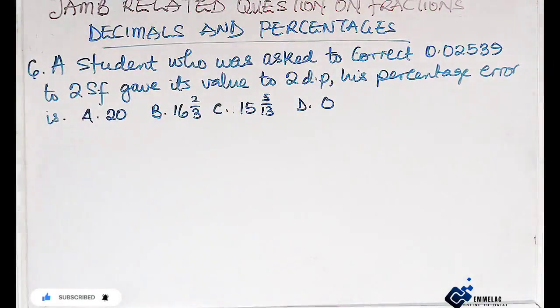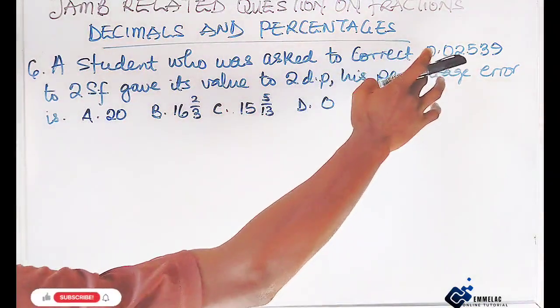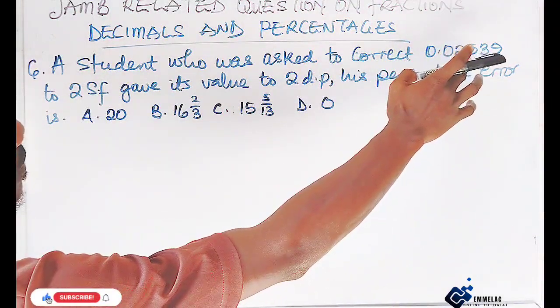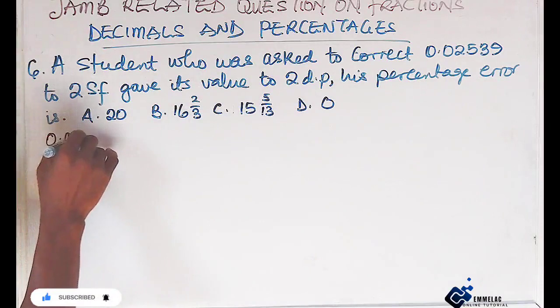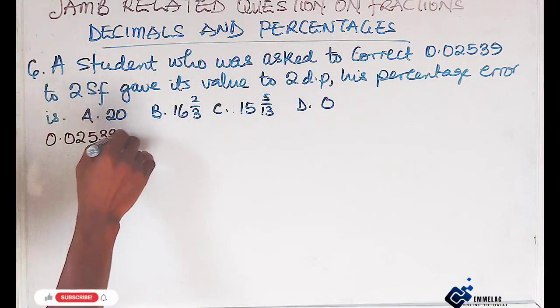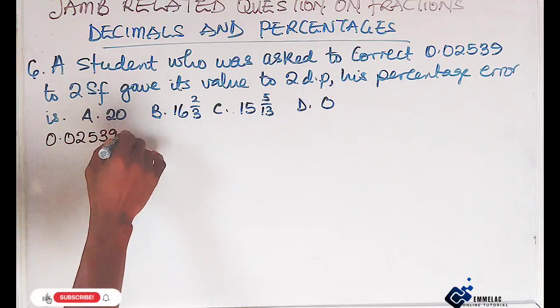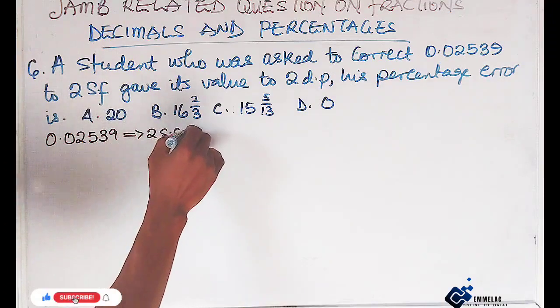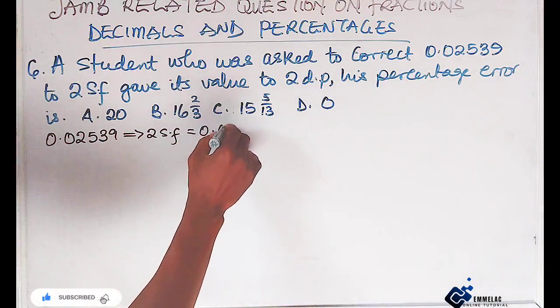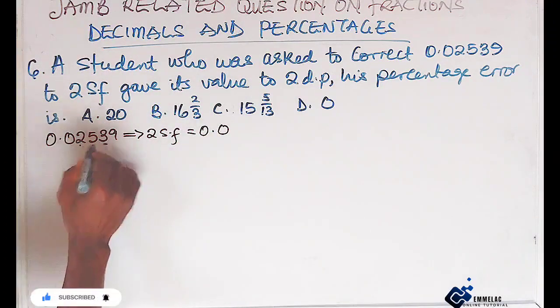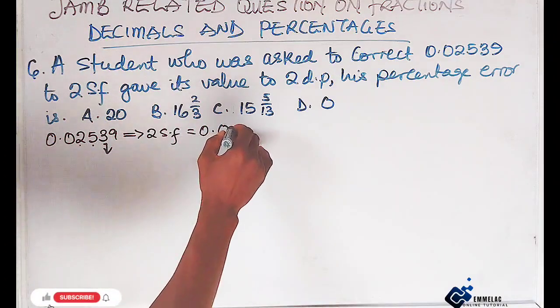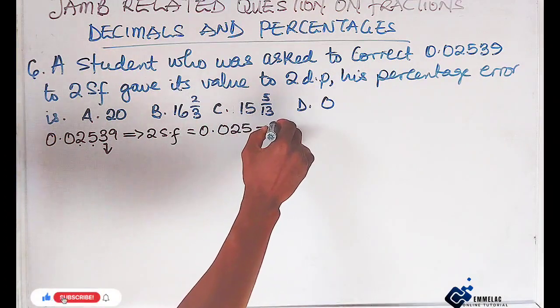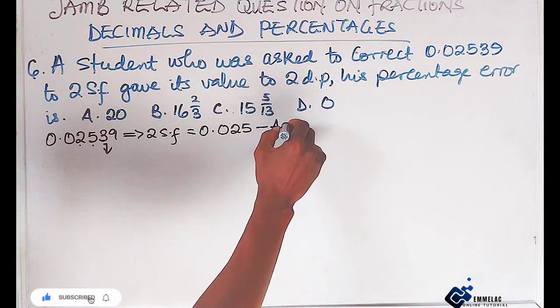Now number 6 says that the student who was asked to correct 0.02539 to two significant figures gave its value to two decimal places. Now let us see. 0.02539 to two significant figures will then be 0.0, this is 1, 2. Now 3 is not up to 5, so you round it down, so it becomes 2, which is the actual value. This is the actual value.